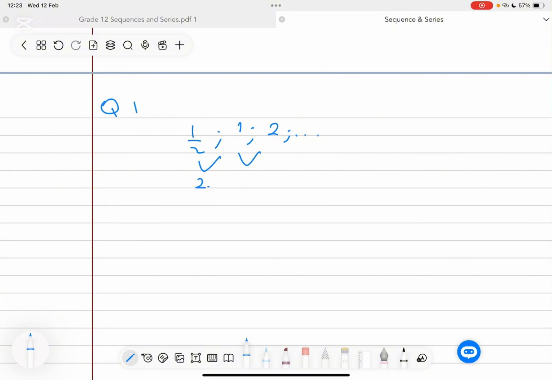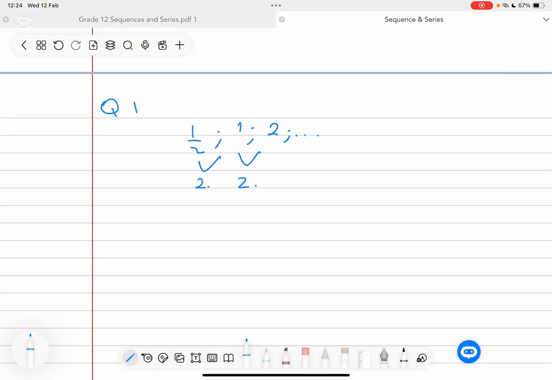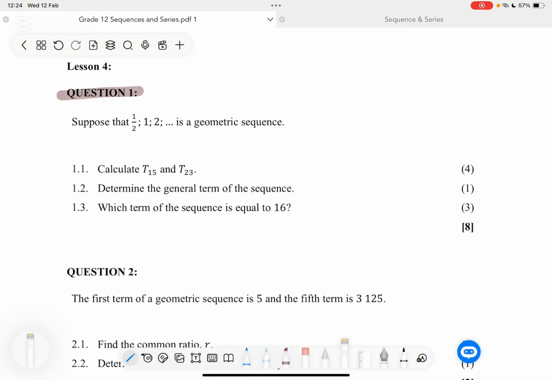If I say here the 2, which is the third term, divided by the second term, I'm going to have 2 divided by 1, which simply is going to be a 2, because any number divided by 1 is that number. Then we have a 2 there. Therefore, I have confirmed that this sequence is indeed a geometric sequence as I'm told. Now I can go do the questions.